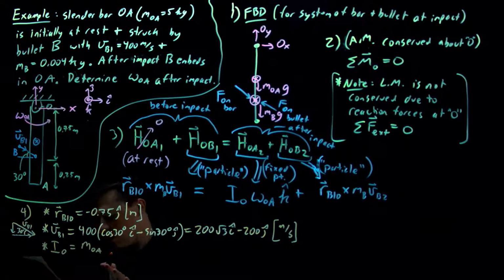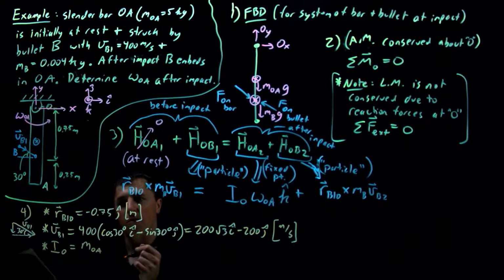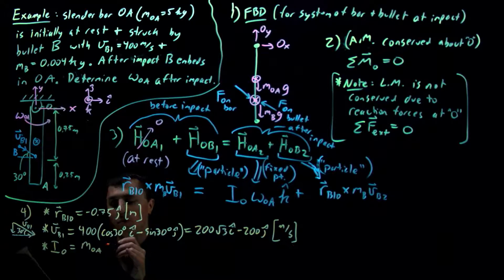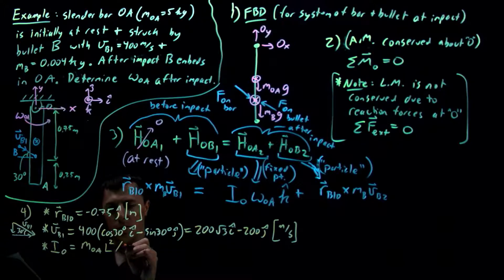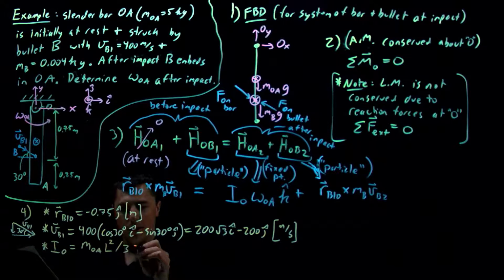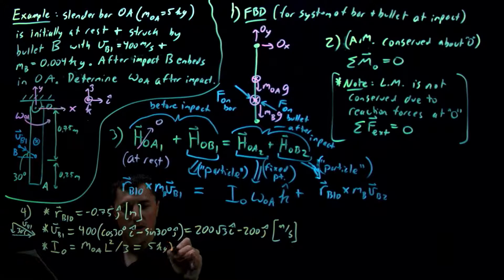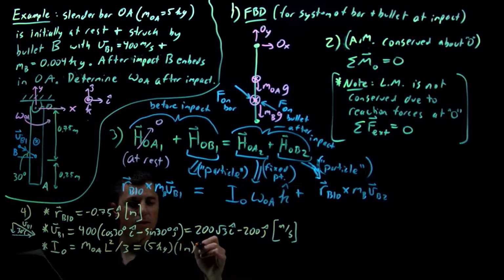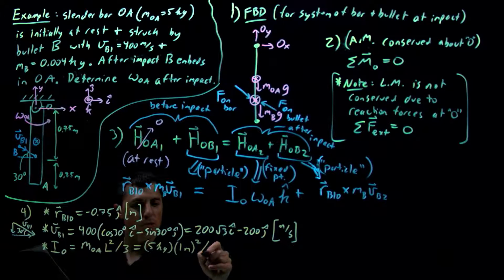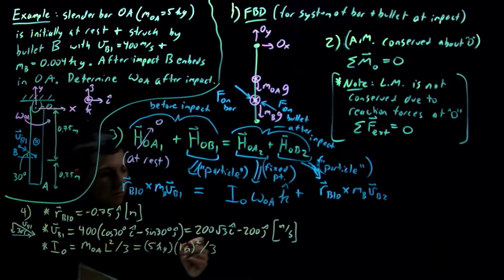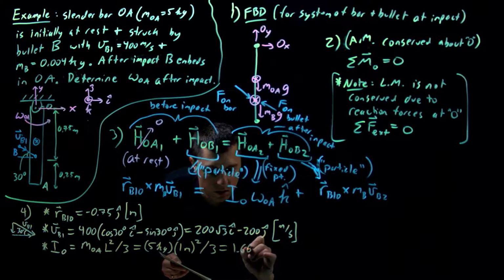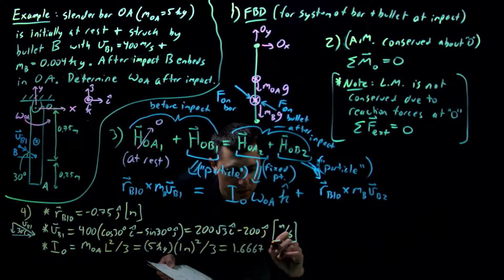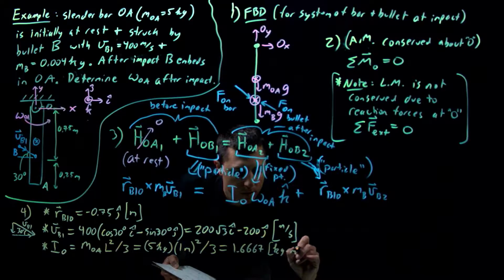Okay, so the relationship for a slender rod about its end is m l squared over 3, which we know all of these, right? So this is 5 kilograms. The length is just 1 meter, 0.75 plus 0.25. So squaring that is really trivial. Divided by 3, we get 1.66 forever. We'll chop it off after a little while. And the units here are kilogram meter squared.